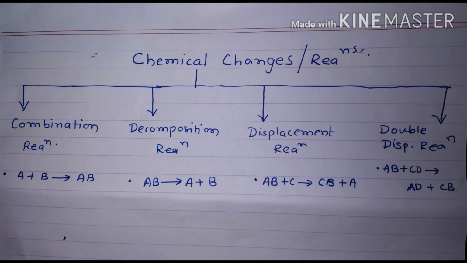You can see on the screen various examples, various chemical reactions which are of the combination type. The first reaction is carbon reacting with oxygen to produce carbon dioxide. Here you can see two single reactants, carbon and oxygen, are combining to form carbon dioxide. Means A is reacting with B to produce AB. Similar reactions are shown below. You have to remember all the three reactions.